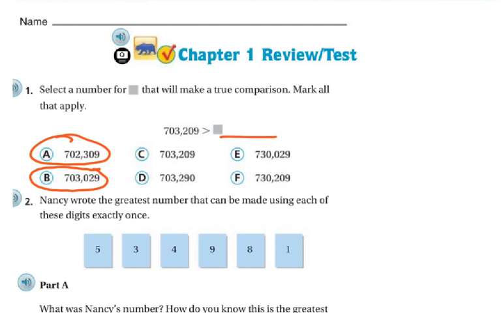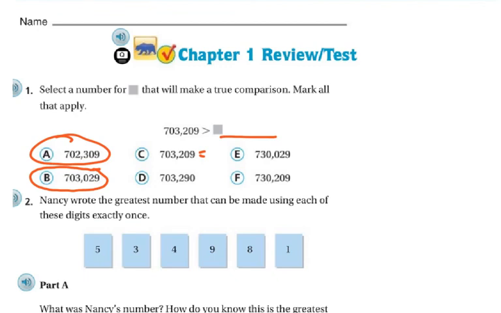So now I have a 7, and I have a 7. Then I have a 0 and a 0, so that's the same. I have a 3 and a 3, so that's the same in the thousands. In the hundreds, I have a 2 and a 2, so that's the same. In the tens, I have a 0 and a 0, so that's the same. And then in the ones, I have a 9 and a 9. So this number right here is not actually less than. This number would have been equal to. So this one is not going to be an answer.